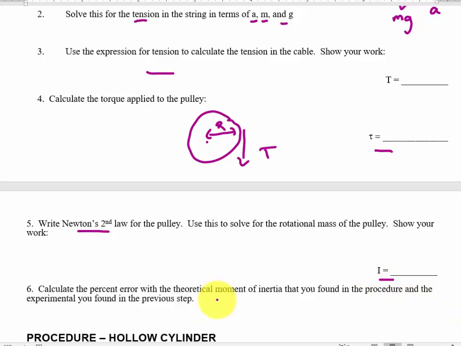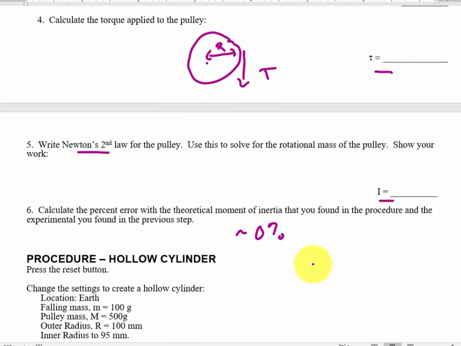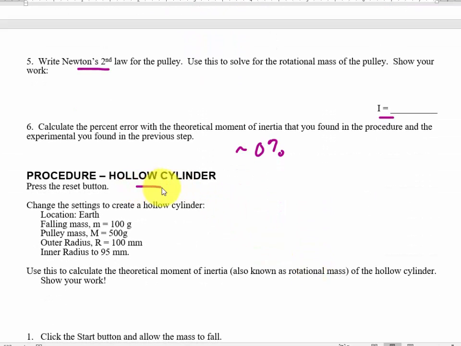Much like before, you're going to compare the value that you got right there with the theoretical that you derived earlier, and there's a really, really good chance that the error is going to be relatively low, roughly 0%, and that is because, well, simulations are perfect. There's a little bit of rounding, and there's a little bit in the estimation of the change in time. You're going to repeat this for the hollow cylinder and find very similar results.